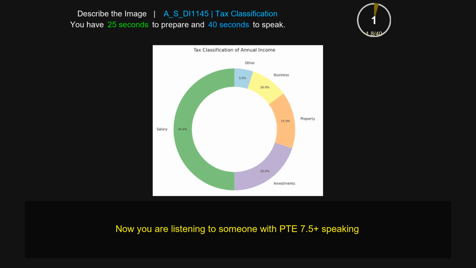The pie chart illustrates the information about tax classification of annual income. So it can be noted that the maximum contribution is from salary at 50%, which is the highest, and 5% is contributed by others, which is the minimum. The second highlighted feature is that investment contributed 20%. Overall, it can be inferred that salary contributes the maximum and other contributes the minimum.